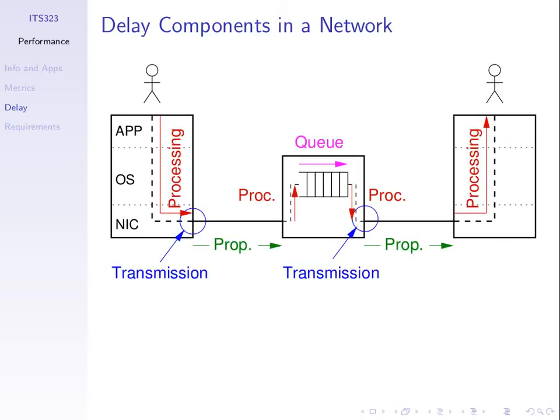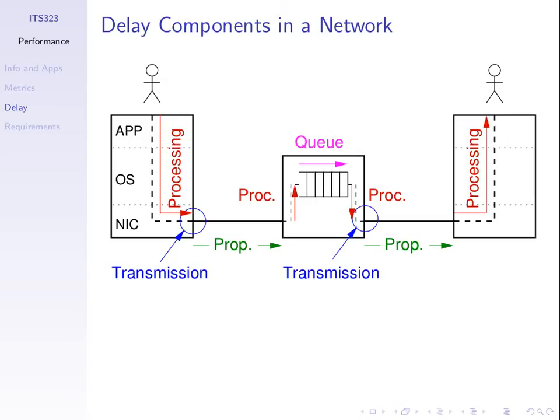So, a simple way to remember these four components is that processing and queuing delay happen inside the devices. Processing is inside these computing devices. In most cases, queuing delay is only inside intermediate devices. In this course, that's all we'll assume. Whereas transmission and propagation delay depend upon the link characteristics: link distance, and the data rate of the link, or at least of the device connected to the link.